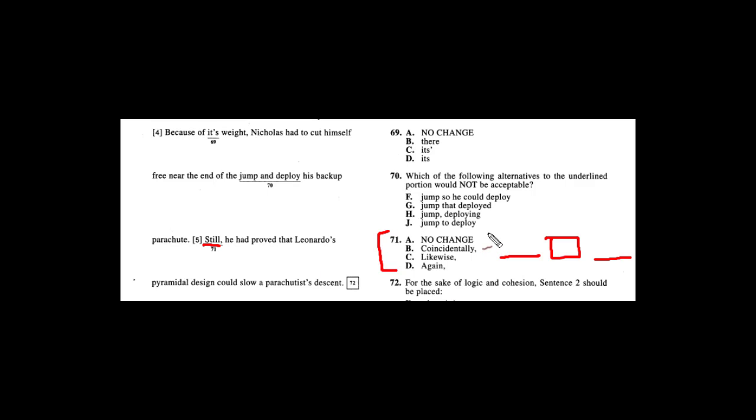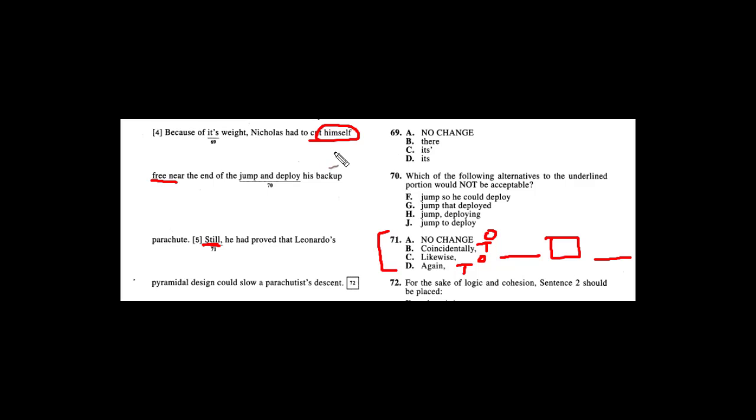Still, that's going to be opposite. Coincidentally, that's going to be together. Likewise, will be opposite, and again is going to be together, all right? Now what we have to do is, here is the underlined portion. You have to look and see, are these words going together or opposite? You're going to cut yourself free.